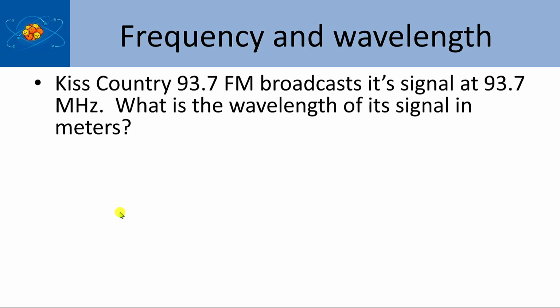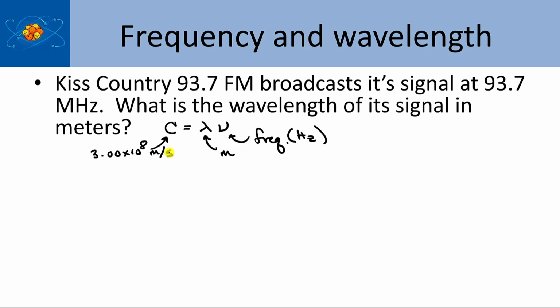So the relationship is c is equal to lambda nu. This is the frequency, okay? And this is the wavelength, and it will be in meters if this is in hertz, right? And this is 3.00 times 10 to the 8th meters per second. And that's a constant. Well, we're going to treat it as a constant in this class.